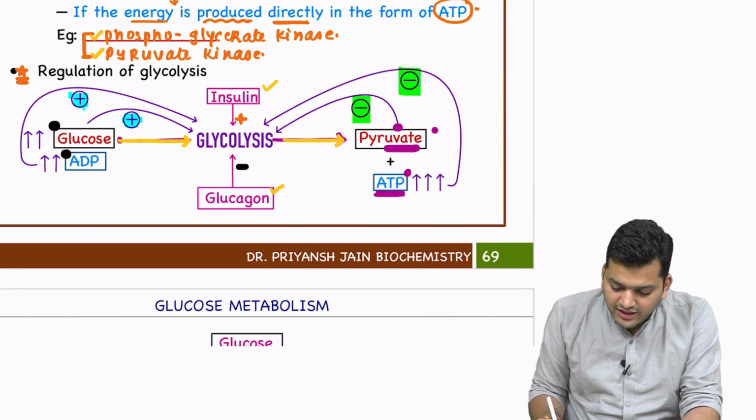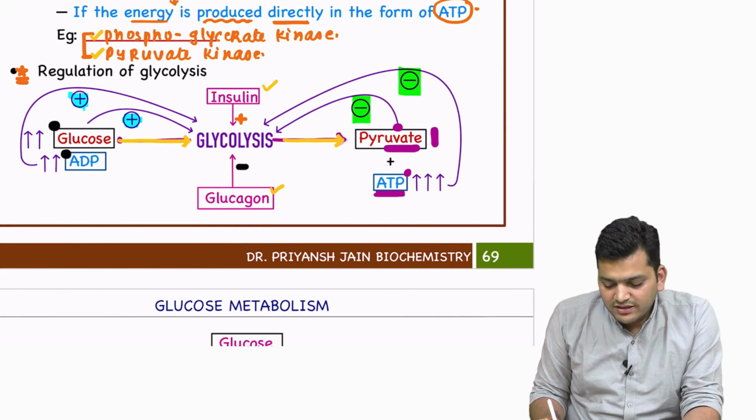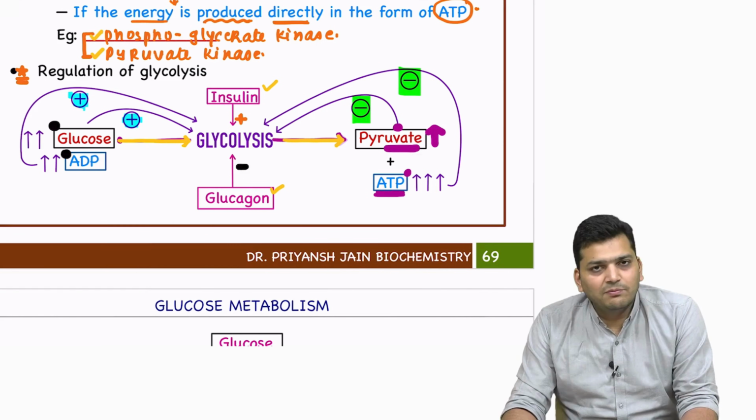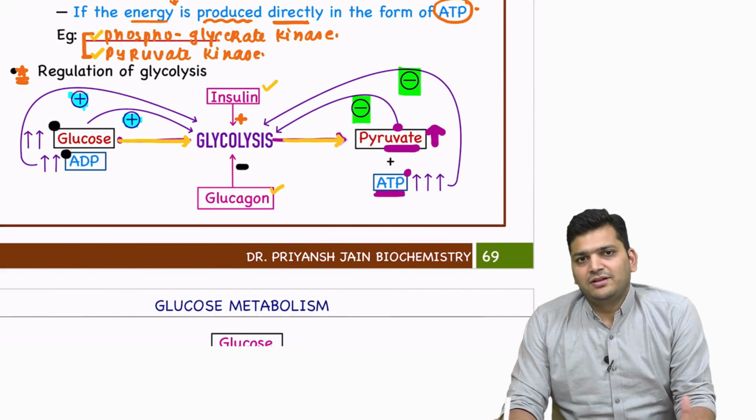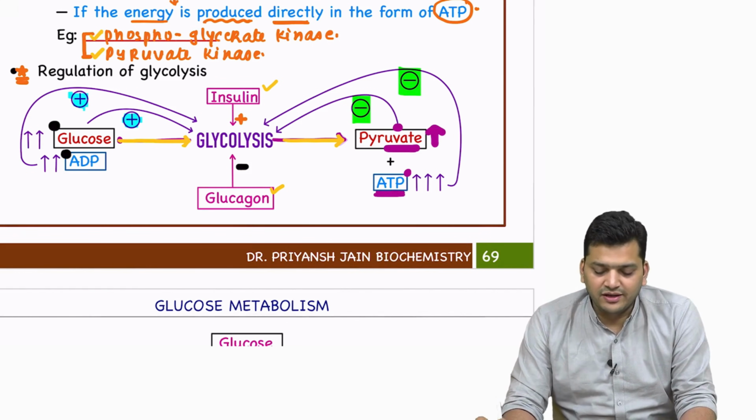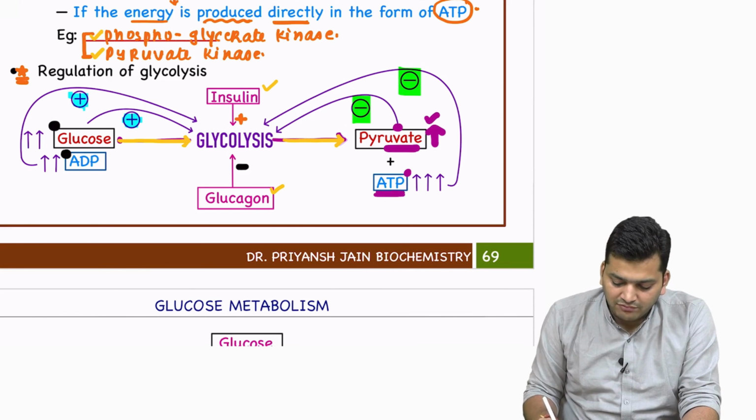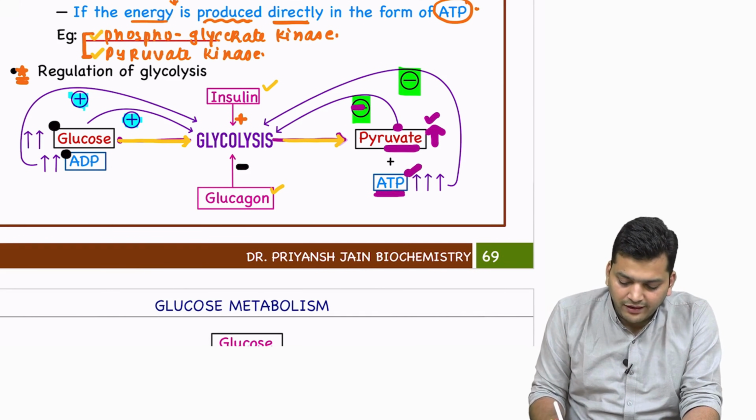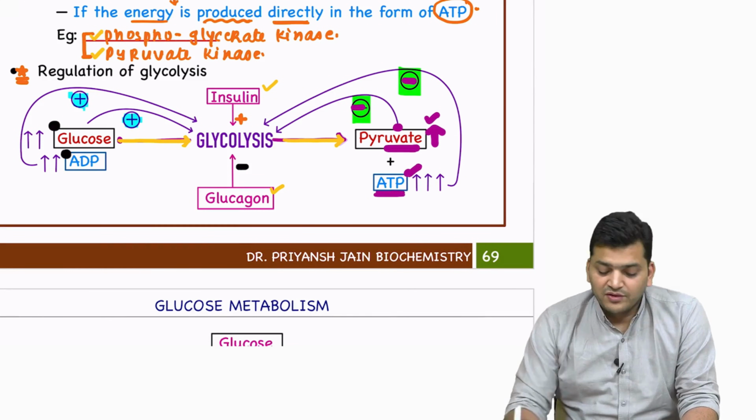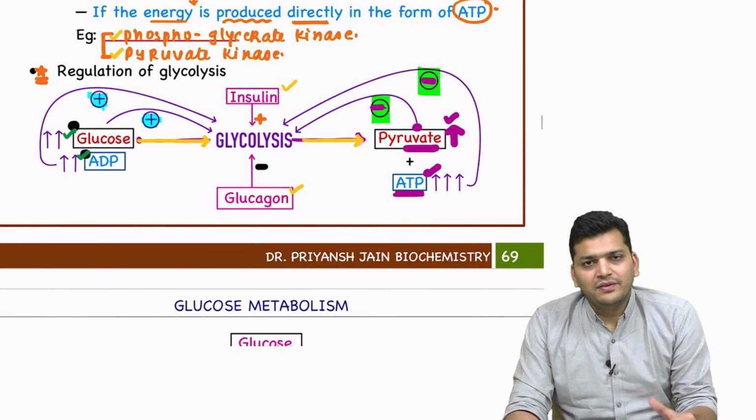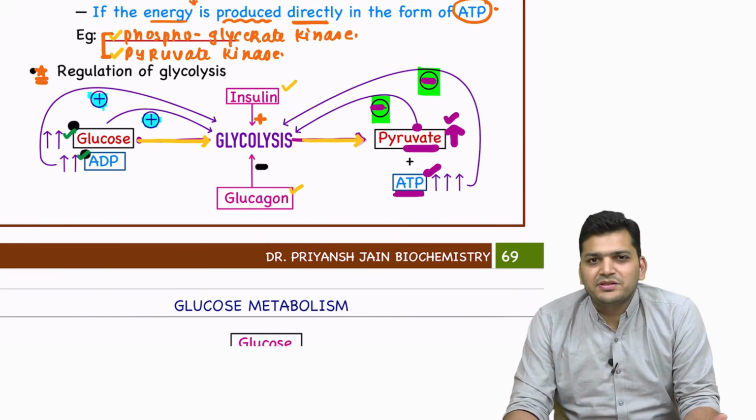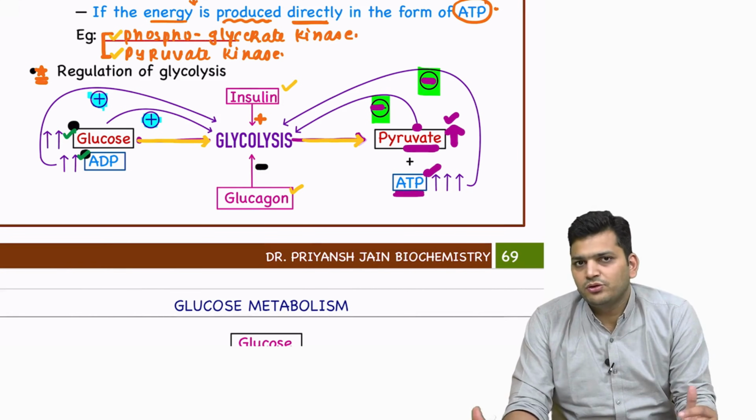If the products are more, what are the products of glycolysis? Pyruvate, ATP, these are the products. If they are more, they are going to inhibit this process. They will tell the enzymes that there is no need to do the reaction, we are already there. So in any cell, if the pyruvate and the ATPs are more, they are going to give negative feedback and inhibit. Whereas if the substrate is more, if the glucose or the ADPs are more, they are going to stimulate this process. So substrates are stimulators, products are inhibitors.